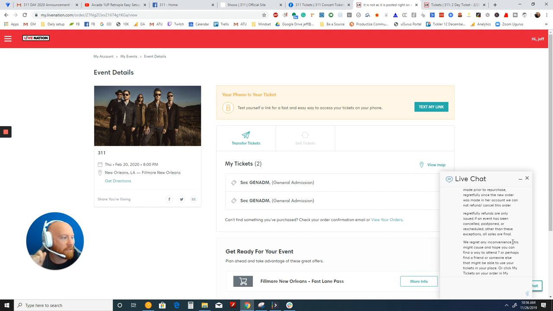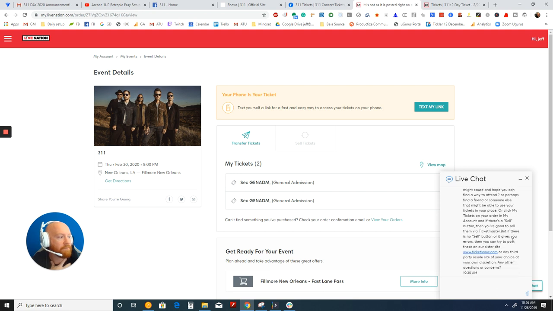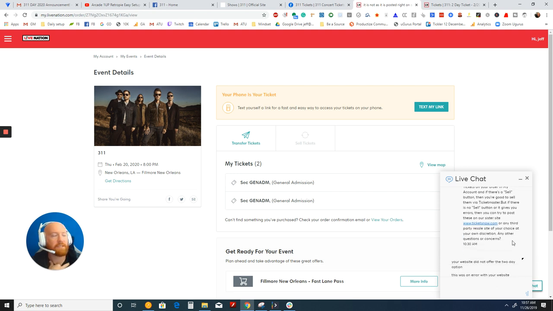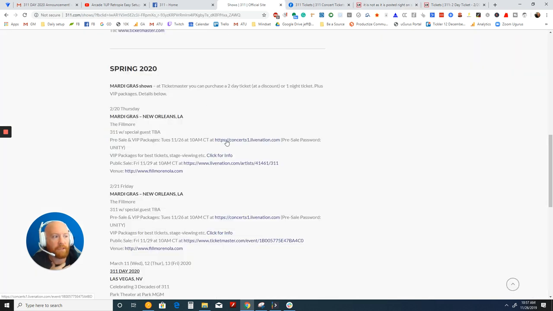But we're on different accounts, which complicates things, I guess. Refunds can only be issued if an event has been canceled, postponed, or rescheduled, and all sales are final. They're trying to get me to sell the tickets, basically. And then I go back with, your website did not offer the 2-day option, because I was coming from the 311 page, which only linked to the single day. So 311, yes, they should have had the 2-day link there, but at the same time, when I'm on that page, it should have given me the option for the 2-day. And I was thinking, oh, cool, maybe this is the 2-day ticket.